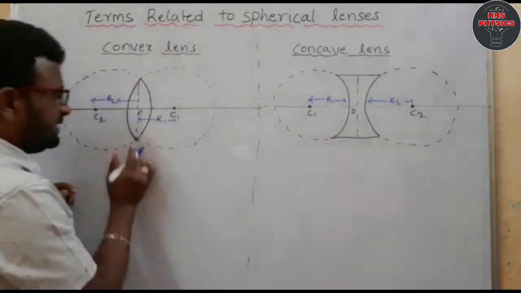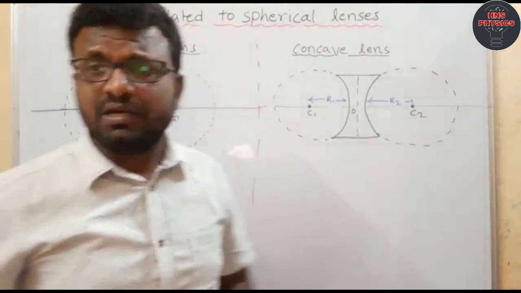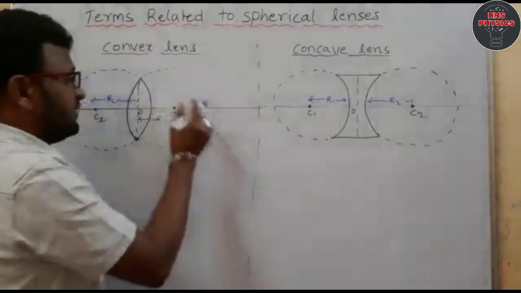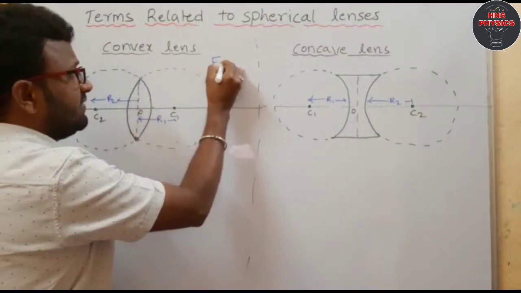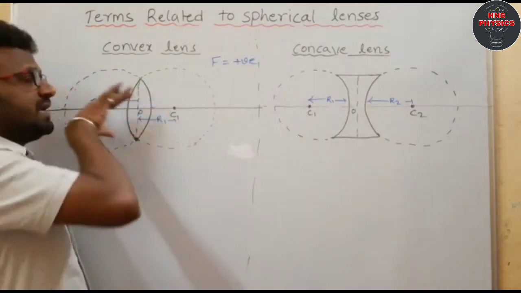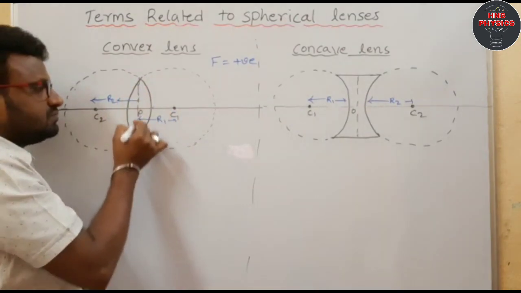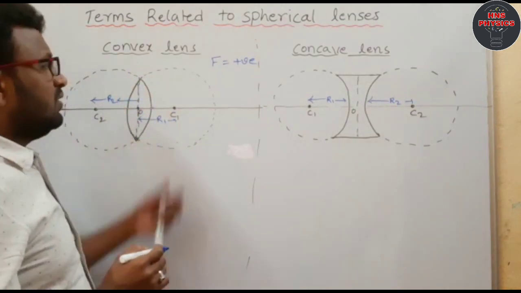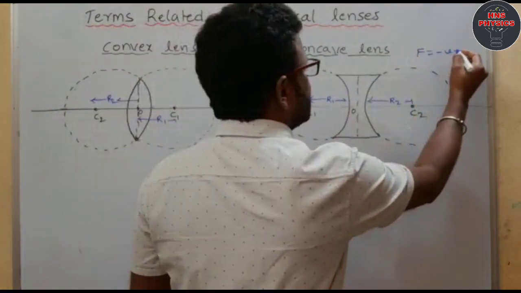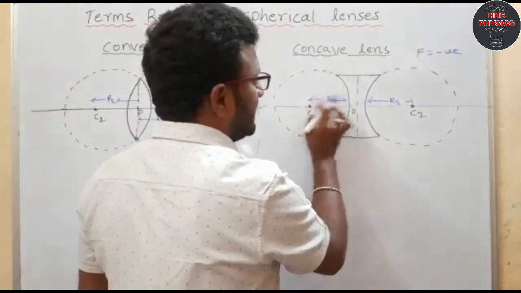Focal length we already discussed in the previous class. Focal length is positive for a convex lens, where the image is formed on the other side of the optical center. For a concave lens, focal length is negative. This is the R1 and R2.